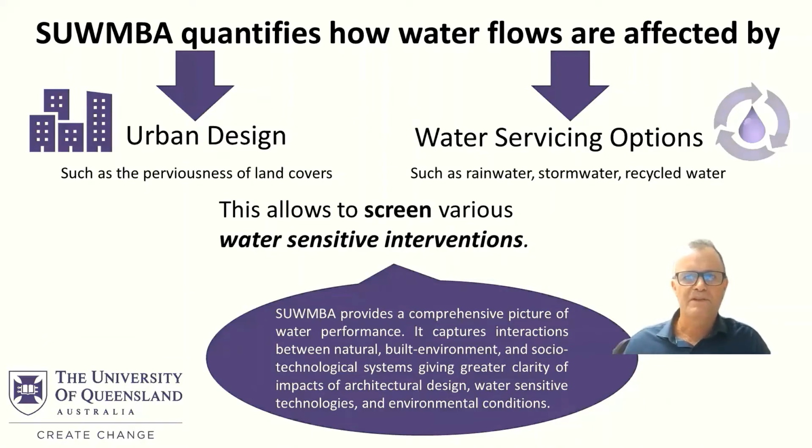SUWMBA quantifies how flows are affected by both urban design, such as the perviousness of land cover, and it also considers water servicing options such as rainwater, stormwater, and recycled water. This allows screening of various water-sensitive interventions. It provides a comprehensive picture of water performance by capturing the interactions between the natural and built environment with regard to water flows, together with socio-technological systems such as water technologies. This gives greater clarity of the impacts of architectural design, water-sensitive technology, and environmental conditions such as rainfall, climate, or soil conditions.